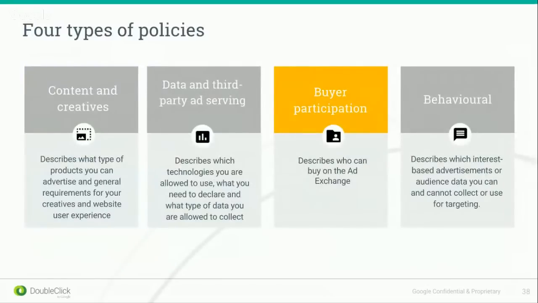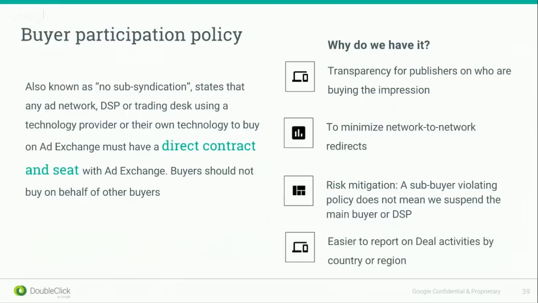The next one is pretty straightforward. It's called the Buyer Participation Policy, and it basically describes who can or can't buy on the ad exchange. It's also known as the no sub-syndication policy, and it states that any ad network, DSP or trading desk using a technology provider on their own technology must have a direct contract and seat with the ad exchange. So buyers can't buy on behalf of other buyers.